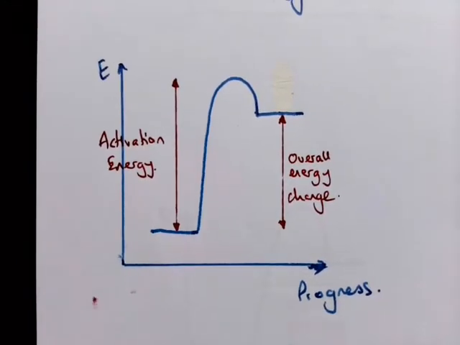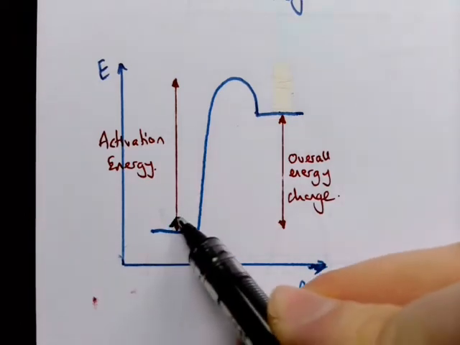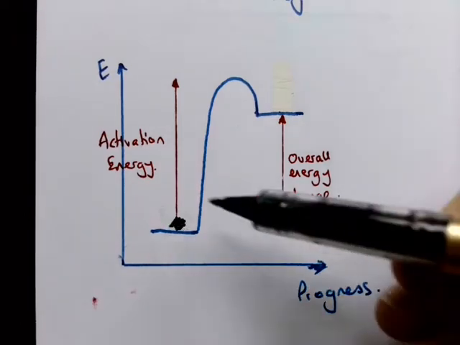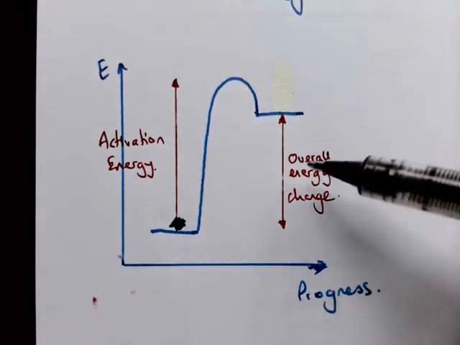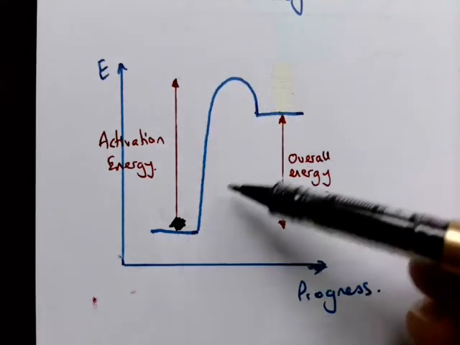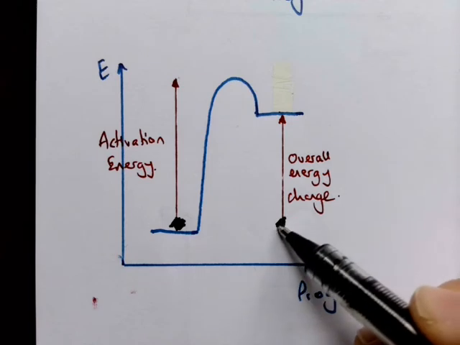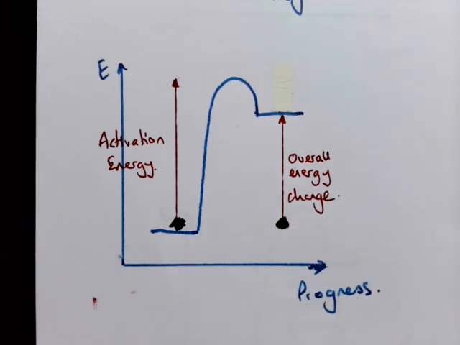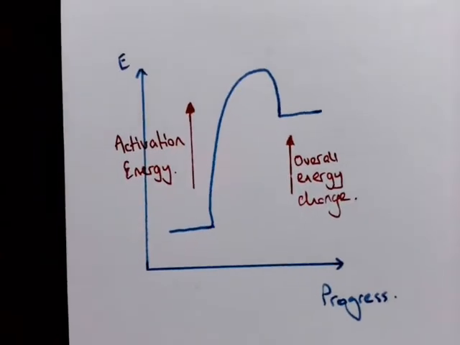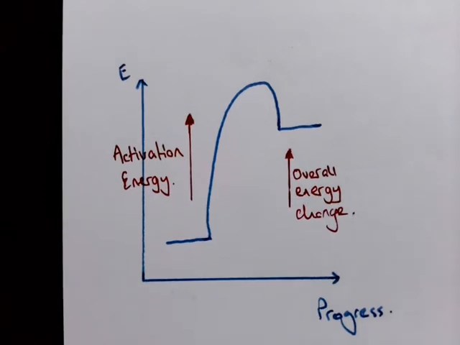Here, nice and easy. These should not be double-headed arrows. So activation energy should not have an arrowhead there. It's pointing from the reactants to the top of the curve. And the overall energy change points from the reactants to the products. So it should not have one there. Okay. Next.